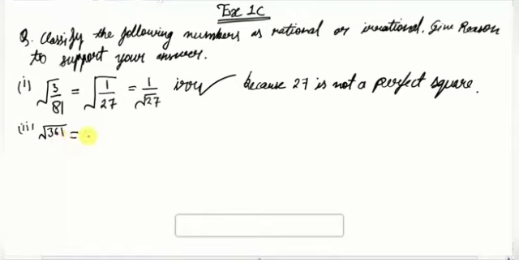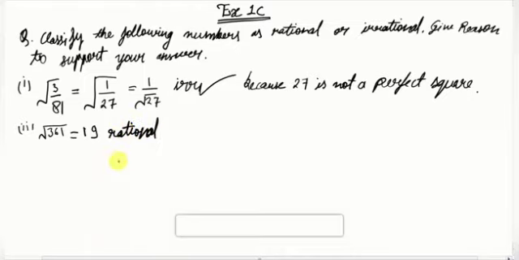Now the second question is root 361. What is the square root of 361? Yes, the square root of 361 is 19. When you multiply 19 with 19, you will get 361. 361 is a perfect square. That's why root 361 is a rational number.